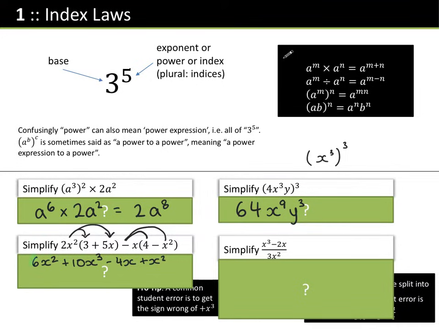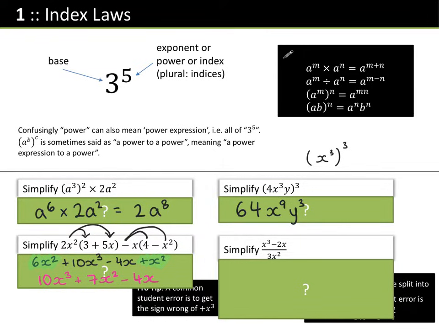We can then see if we can simplify. What like terms do we have? Well, 6x squared and plus x squared is a like term. All the other terms are different. So we're going to have 10x cubed, 6x squared plus x squared is plus 7x squared, minus 4x. And then we have simplified.